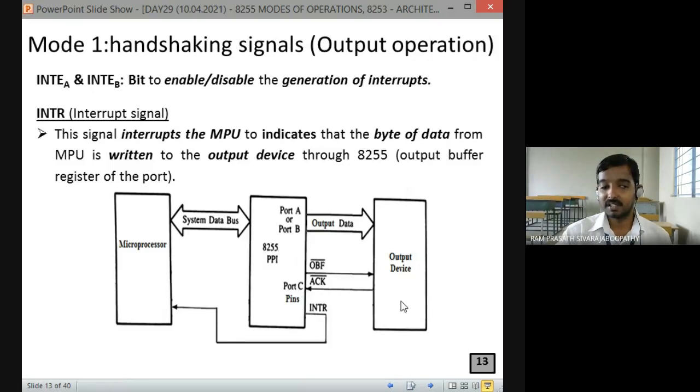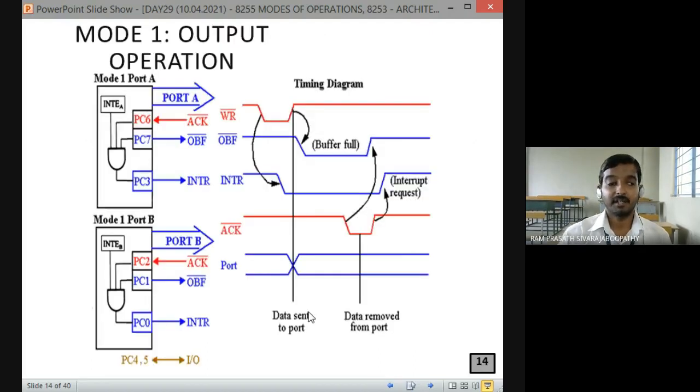Once it receives the data, acknowledgement signal low aidum, I mean high aidum. You can see the diagram. First na enna sonna, microprocessor is writing some data to the output buffer. Fine. So output buffer full. Adhoda meaning enna? Microprocessor generating the write signal and writing the data at that point of time, output buffer full ah irukku.